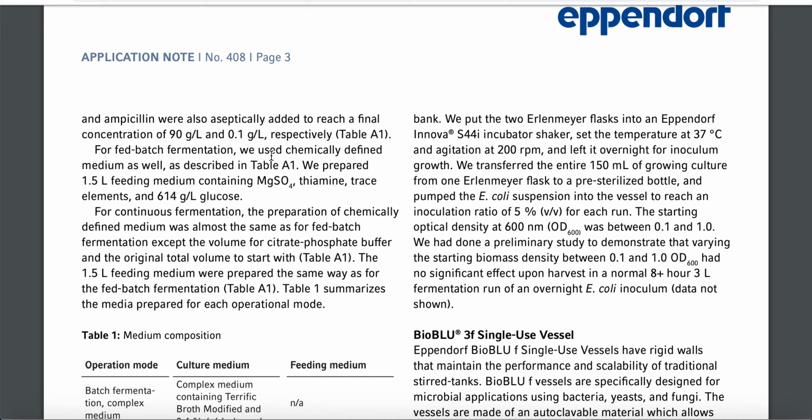For continuous fermentation, the preparation of chemically defined medium was almost the same as for fed batch fermentation, except the volume of citrate phosphate buffer and the original total volume to start with.